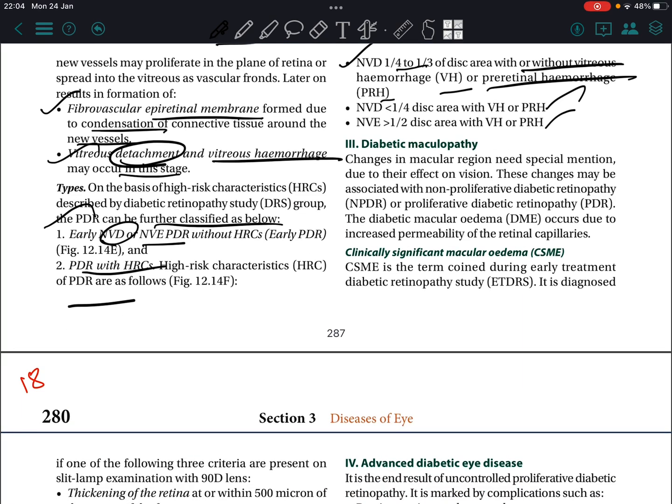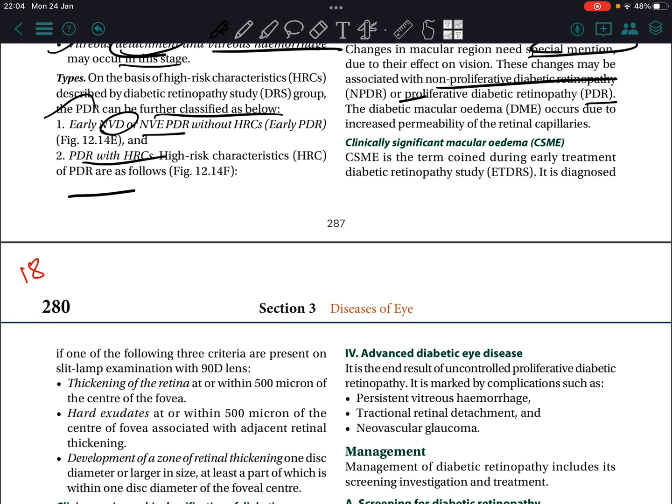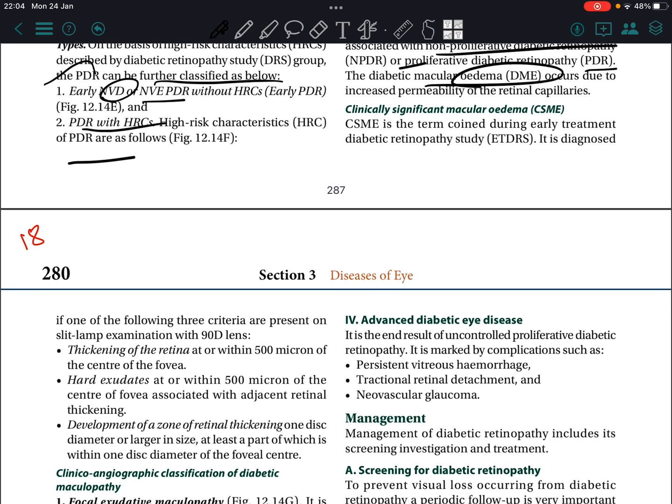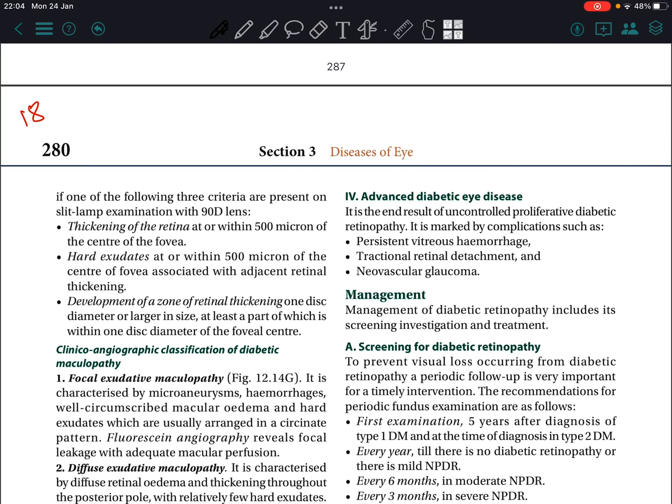NV greater than 1/2. Diabetic maculopathy: changes in the macular region need to be specially mentioned. These changes may be associated with NPDR or PDR. Diabetic macular edema occurs due to increased permeability of retinal vessels. Clinically significant macular edema is diagnosed if one of the following 3 criteria is present.